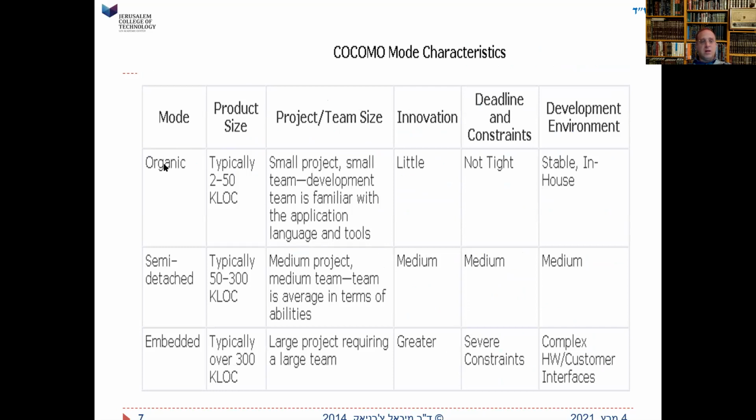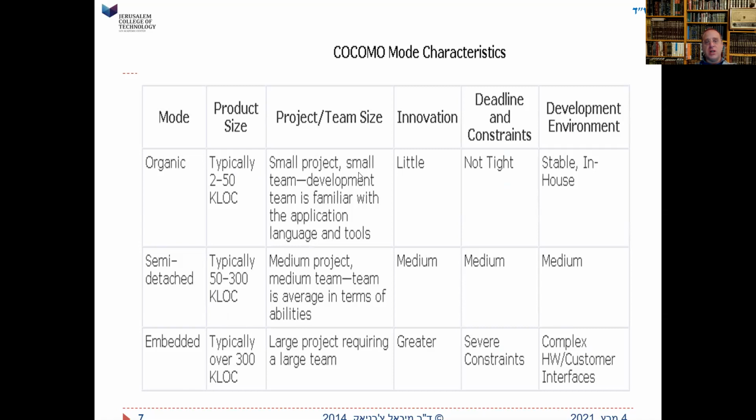Here's a nice table. So look, organic is small. If I said it a little bit wrong before, typically 2 to 50 KLOC. Anyone can guess what KLOC stands for? Thousands of lines of code. Very good. K is kilo. So it's usually 2 to 50,000 lines of code. Semi-detached is usually 50 to 300,000 lines of code, and embedded is usually over 300,000.